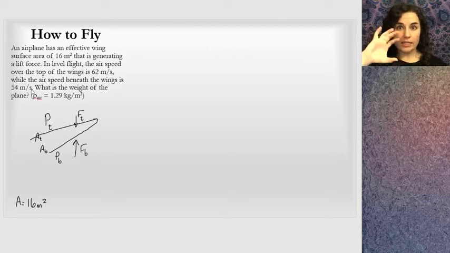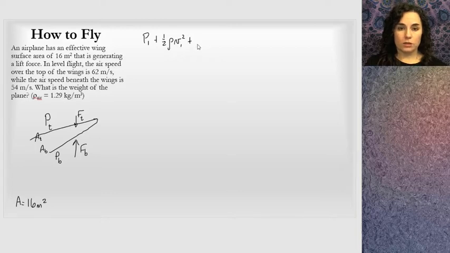Because there's a velocity difference between these two surfaces, there will be a pressure difference and a force difference causing a lift. I've drawn an airplane wing here. You'll have to forgive me for how simplistic it is, but this is the airplane wing. And when I think about Bernoulli's equation, P1 plus 1/2 rho v1 squared plus rho g h1 equals P2 plus 1/2 rho v2 squared plus rho g h2.